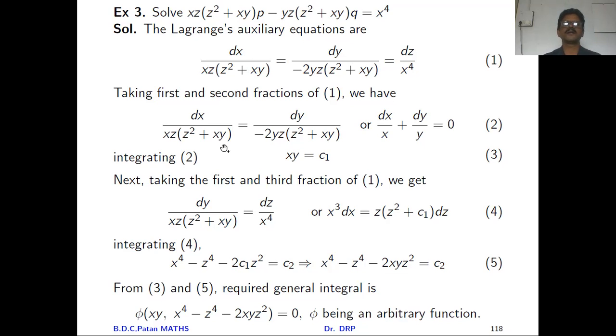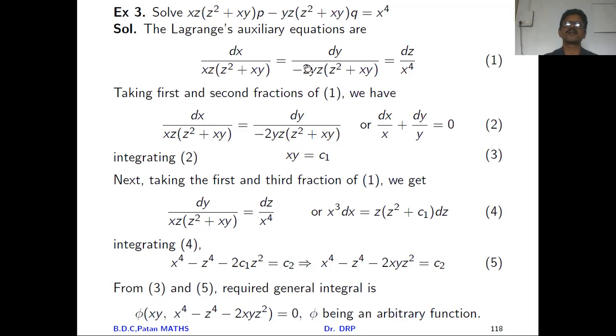Now, if you take the first two fractions, I wrongly wrote a 2 earlier in P and Q. That 2 is not there, friends, so take the precaution. Here z square plus xy and here z square plus xy get cancelled. Here dy upon yz and dx upon xz, so z gets cancelled, and it gives dx upon x, and shifting this term to the left hand side, dx upon x plus dy upon y equal to 0.